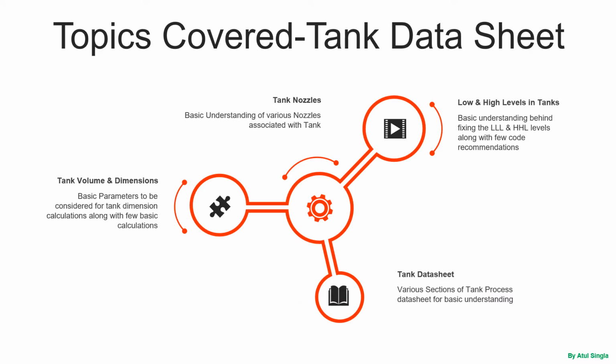In this section, we are going to take an example of a tank datasheet so that we can understand the various sections and how the process data is filled. What we are going to cover here: we'll try to understand the basic things related to all the nozzles which are associated with any tank. Then we'll look into the tank volume and dimensions. We'll go through a few of the calculations also so that we can understand the basic concepts. Then we'll look into low and high levels in the tank, how these are important and how we are going to calculate them. Then we'll look into the various sections of an actual tank datasheet, so that we can understand what we are going to cover in the tank process datasheet. So let us start with this topic.